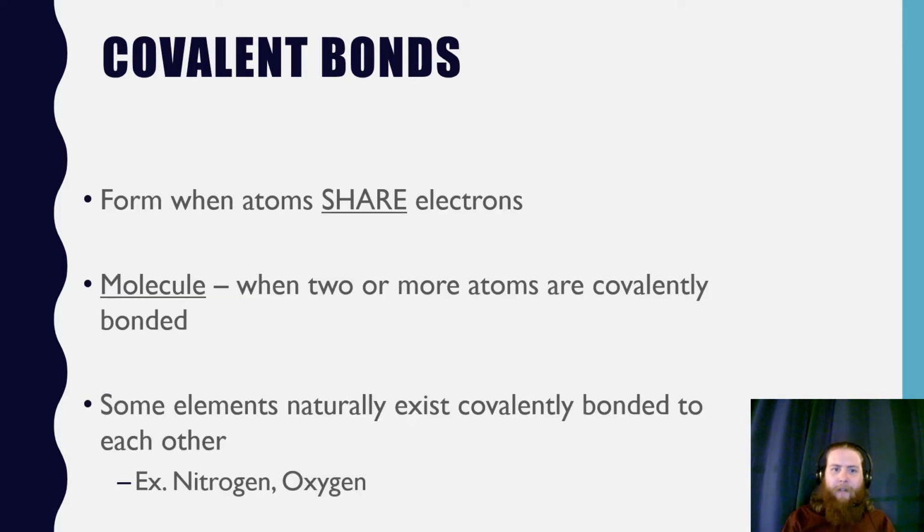In covalent bonds, atoms share electrons. These electrons are trapped in between the two of them. They're sharing them more or less equally. A molecule is when 2 or more atoms are covalently bonded. A molecule can also be a compound, but a compound isn't always a molecule. Some elements naturally exist covalently bonded to themselves, things like nitrogen and oxygen. You'll find N2 and O2 very commonly in nature. We breathe O2. It's a very important part of our atmosphere.